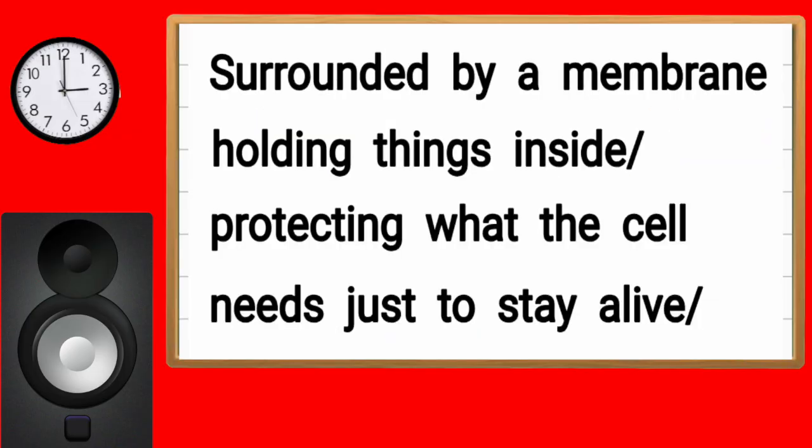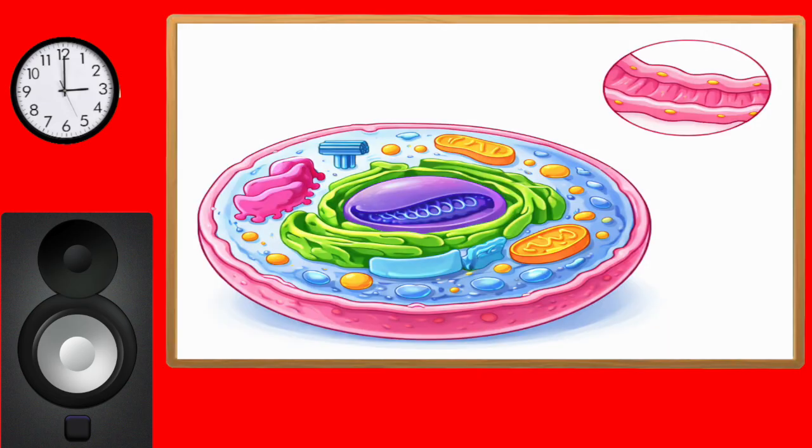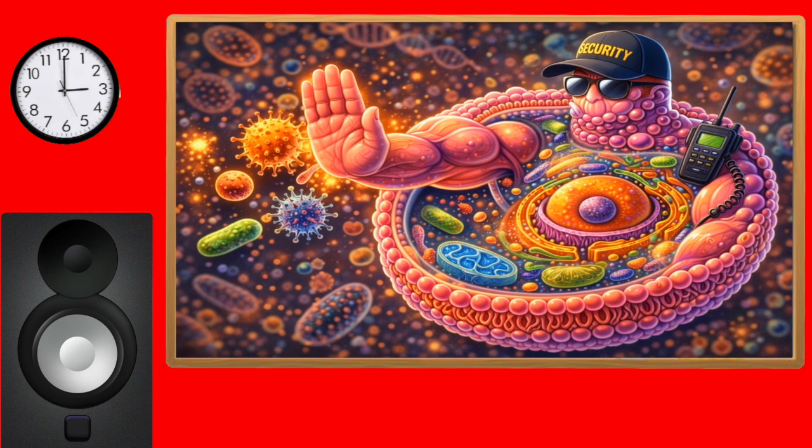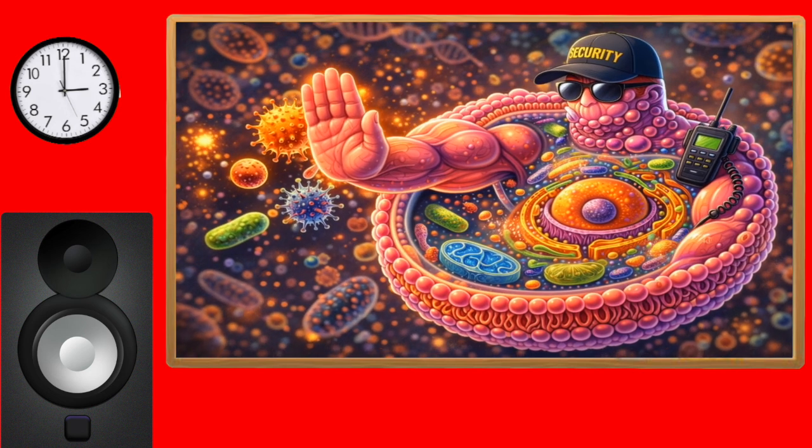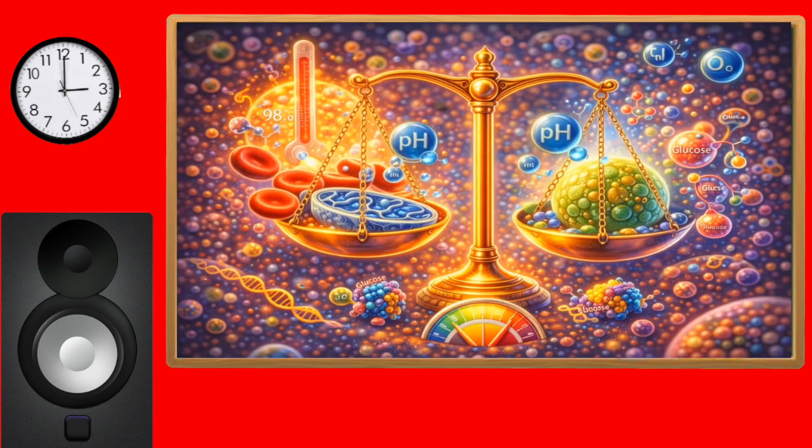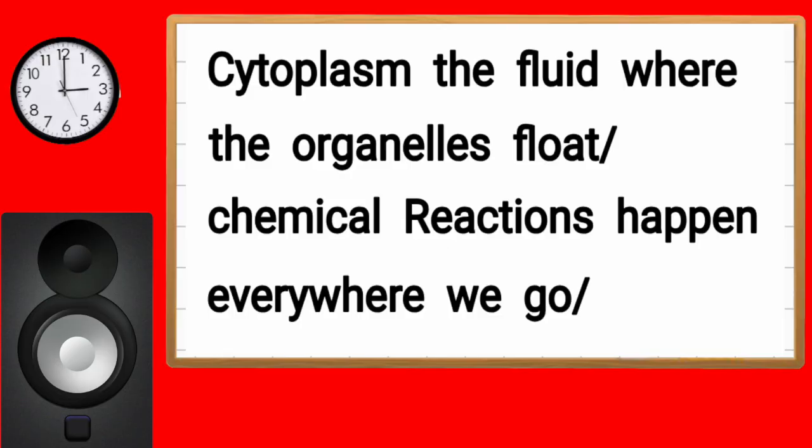Surrounded by a membrane holding things inside, protecting what the cell needs just to stay alive. The cell membrane surrounds the cell and keeps everything inside. The membrane also protects the cell and helps keep its internal environment stable. This is called homeostasis.